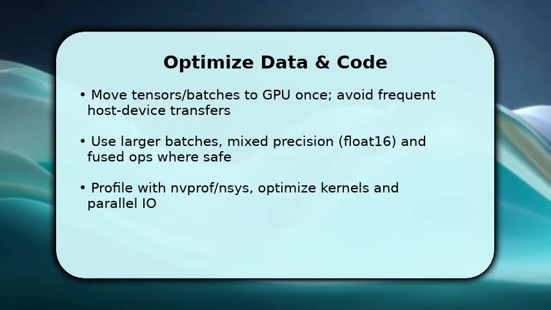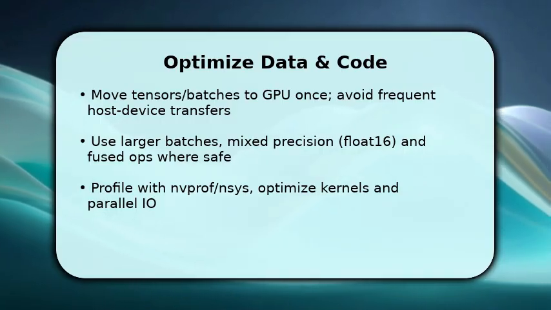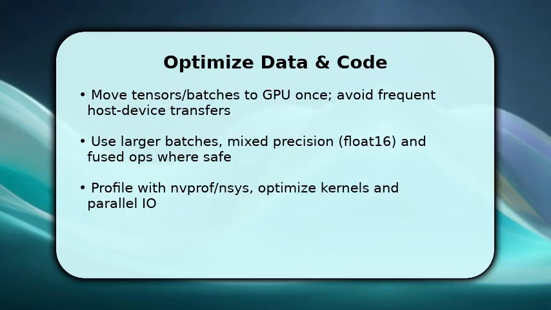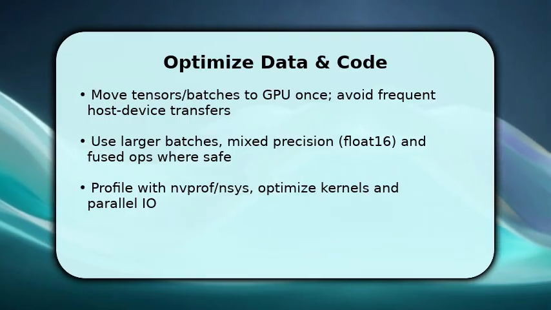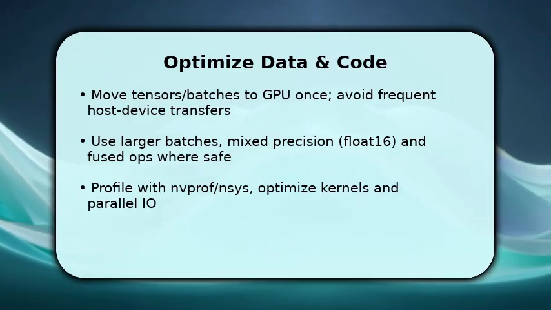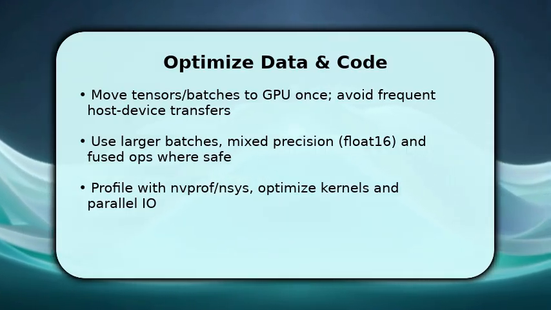Use fused kernel ops or vendor libraries, cuBLAS, cuDNN, to cut kernel launch overhead. Profile the run with NVIDIA tools to find I/O or kernel bottlenecks. Then adjust prefetching, pinned memory, and asynchronous streams to keep the GPU fed.